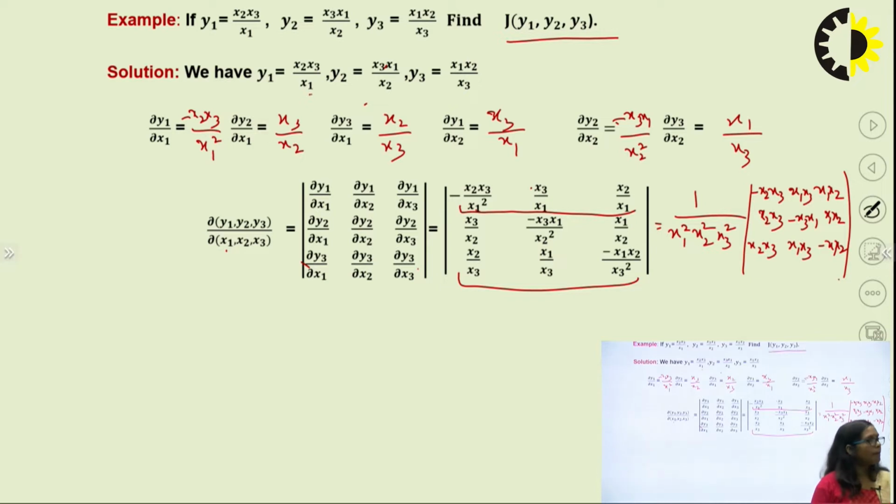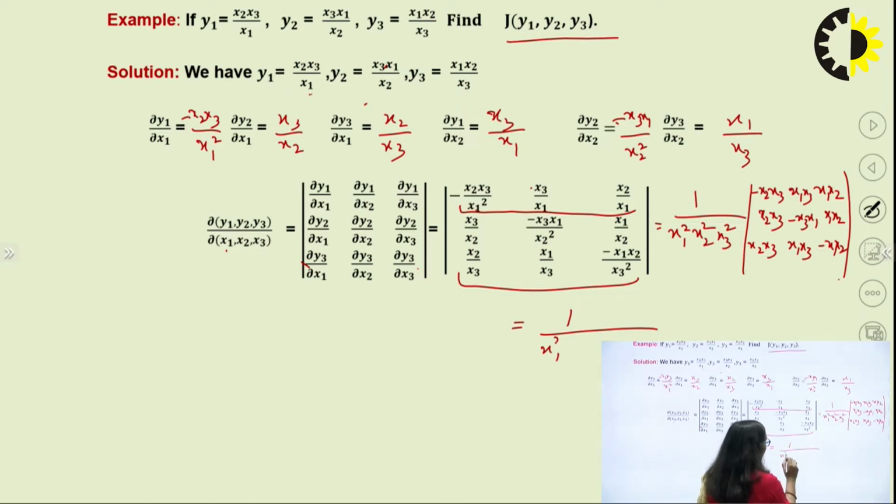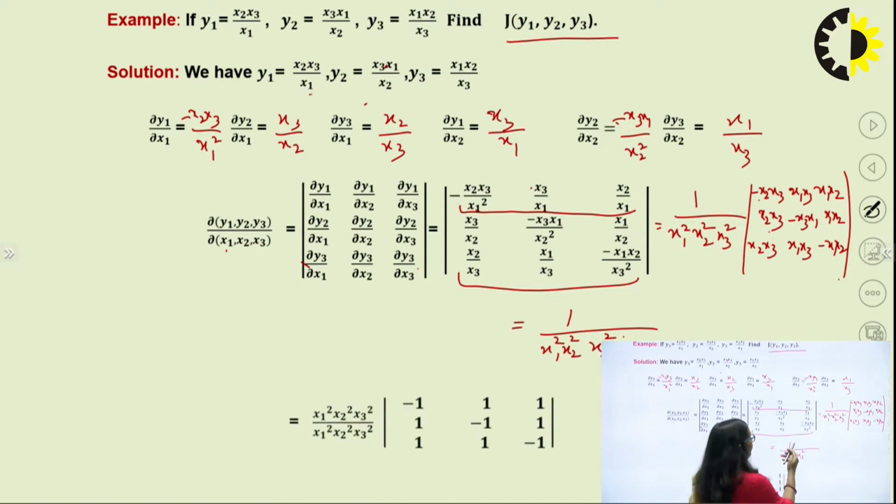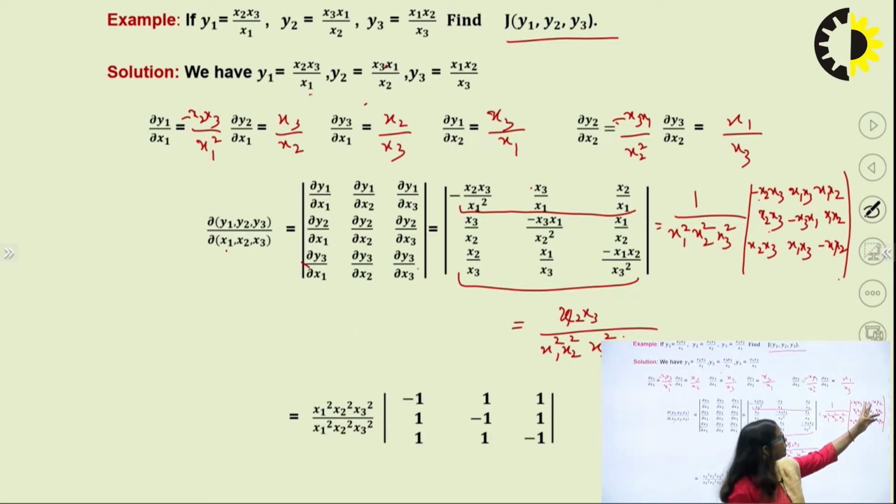Again we check what we can take common from these three terms. This 1 by x1 square, x2 square, x3 square is already outside. If I look at the columns, from the first column, look at x2 x3, x2 x3, x2 x3. So from the first column I am taking x2 x3 common outside. From the second column, it's x1 x3, x1 x3, so we take x1 x3 common outside. From the third column, it's x1 x2, the values are the same, so we take x1 x2 common outside.